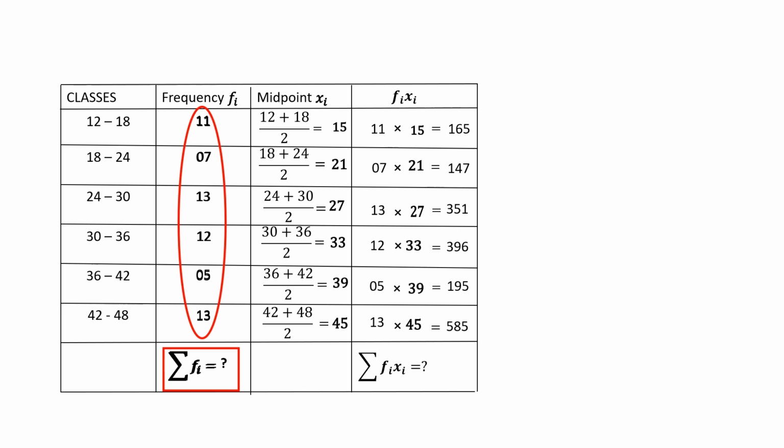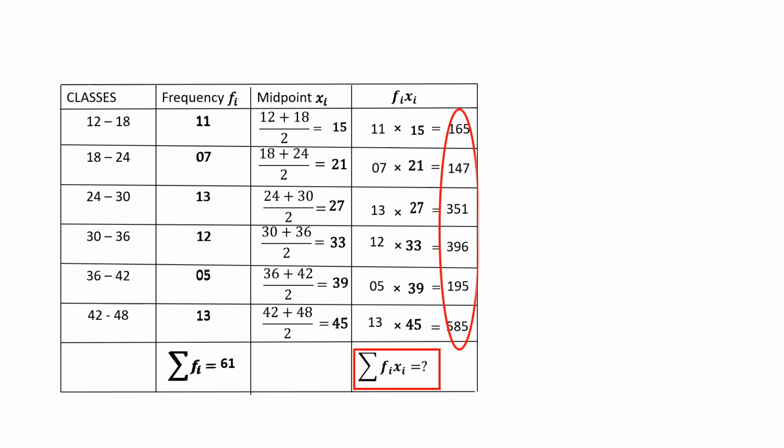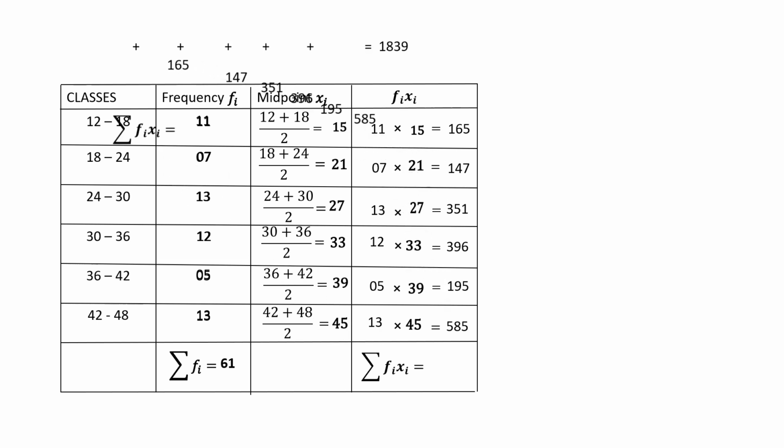Now let's calculate the sum of the frequencies. The sum of the frequencies is equal to 61. And now let's calculate the sum of the product of the frequencies times the midpoints. The sum of the product of frequencies times the midpoints is equal to 1839.